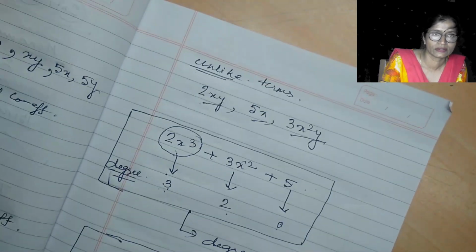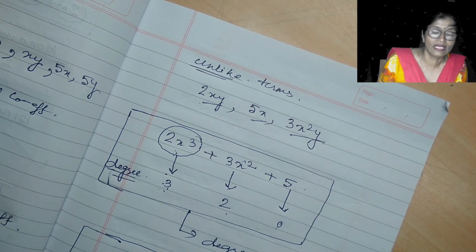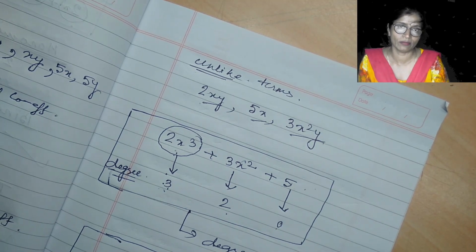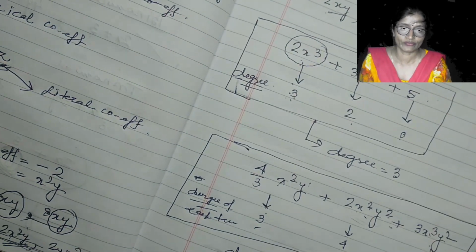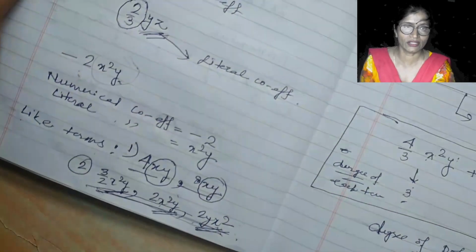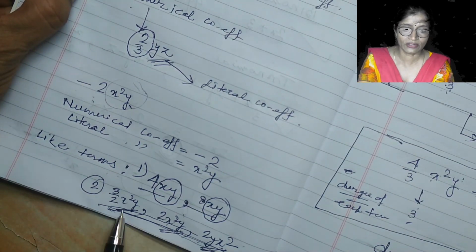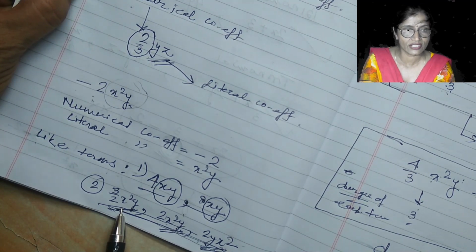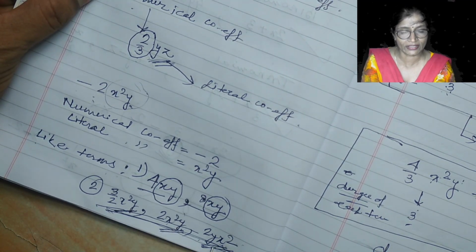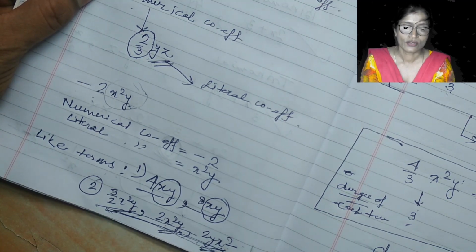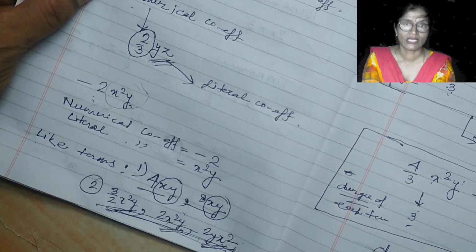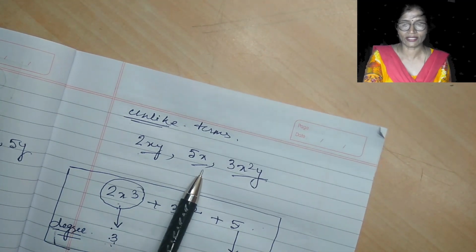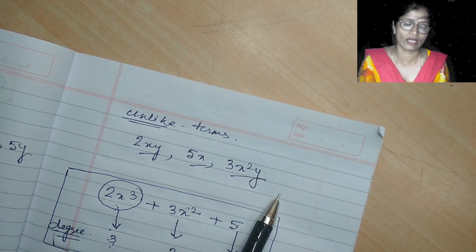Now in this, like terms and unlike terms. Like terms means the literal coefficients will be the same, whatever the numerical coefficient. So here you see this one, this one, this one. All three terms have the same literal coefficient: x square y, x square y, x square y, or y x square, same. So these are like terms. And unlike terms are like this: xy and x square y. All are different, so unlike.